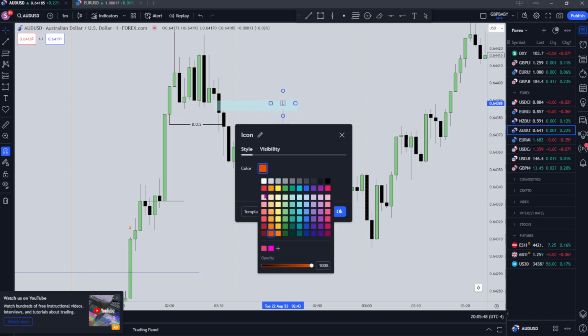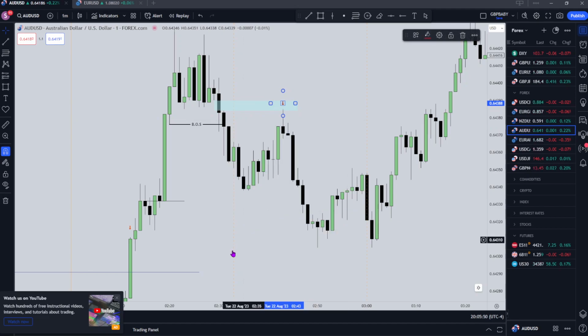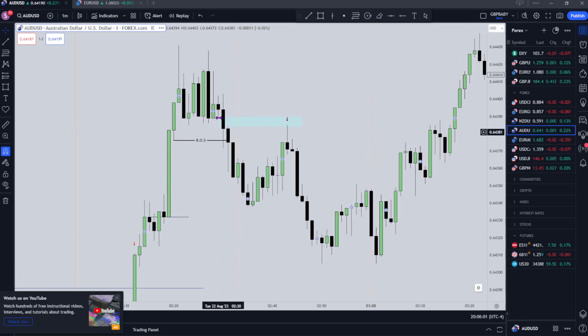And you'll see that this is actually in the macro as well. These dashed lines delineate the macro, 2:33 till 3 a.m. So this would be a perfect entry, comes back to the breaker and fair value gap as we've broken structure.